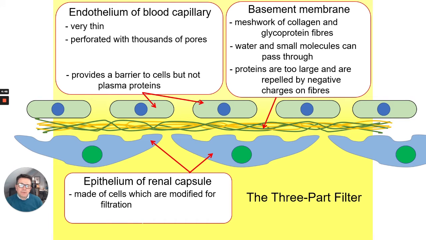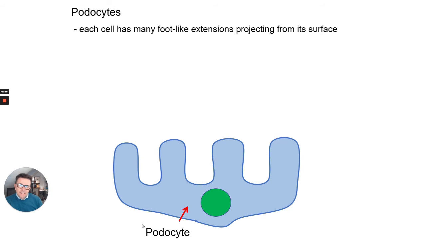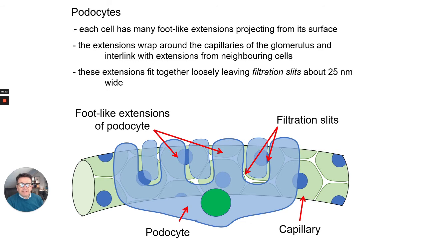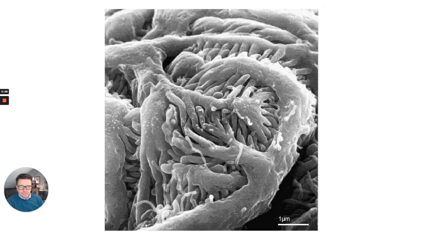And then eventually you've got the epithelium of the renal capsule. These are known as podocytes, and they're cells which are modified for filtration, which we'll talk about in a minute. So podocytes, they have foot-like extensions. You can see there, and they've got small slits in them. They wrap around the capillaries of the glomerulus and they interlink with neighbouring cells. They fit together loosely, so they leave what we call filtration slits. You don't necessarily need to know they're 25 nanometers wide, but they're pretty small slits. And then the filtered fluid passes through the filtration slits.